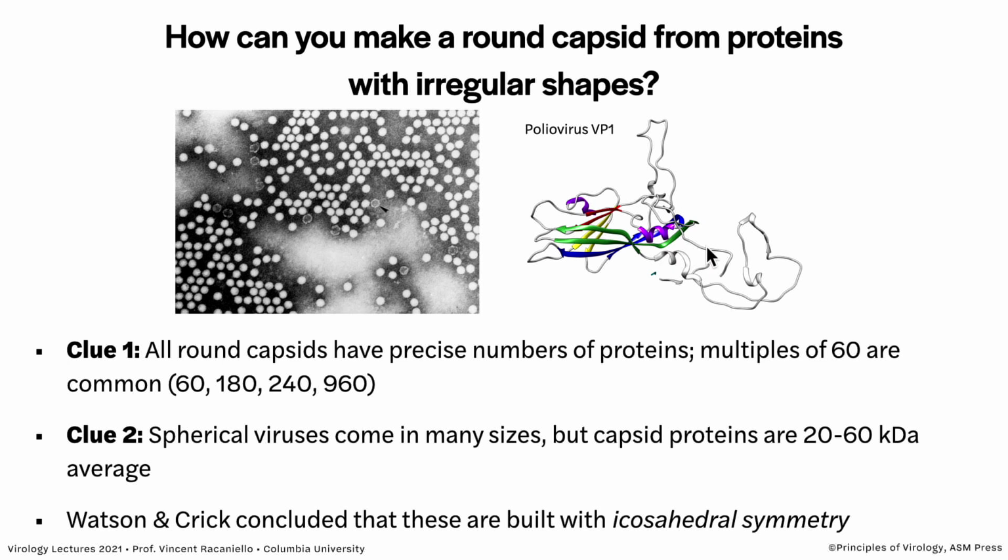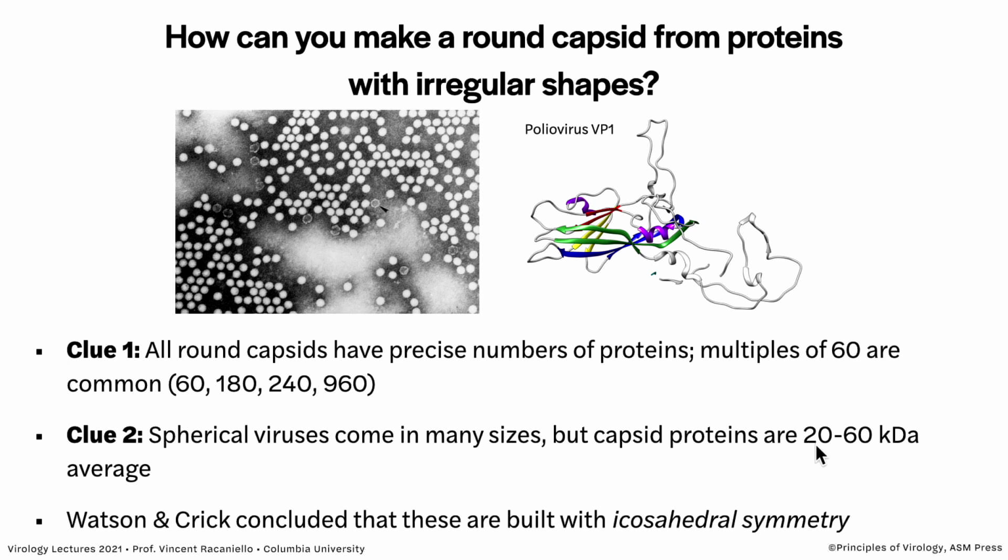And again, Watson and Crick led the way on this. Clue 1, all round capsids have precise numbers of proteins, and they're typically multiples of 60, but not always. But they're very common, multiples of 60, like 180, 240, 960. But you'll find some that are not, so don't get upset about that. And 2, spherical viruses come in many sizes, but the capsid proteins are typically between 20 and 60 kilodaltons in average size, molecular weight.